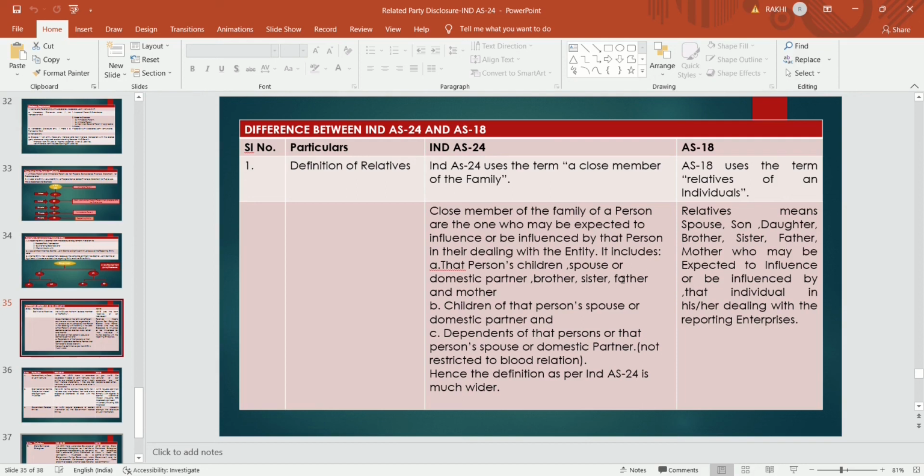modern, you can say. Close members of the family of a person are the ones who may be expected to influence or be influenced by that person in dealing with the entity. It includes that person's children, spouse or domestic partner, brother, sister, father and mother, children of that person's spouse or domestic partner, and dependents of that person or that person's spouse or domestic partner. It does not restrict to the blood relationship, and hence the definition is quite wider than AS 18. So this is the first definition and difference.